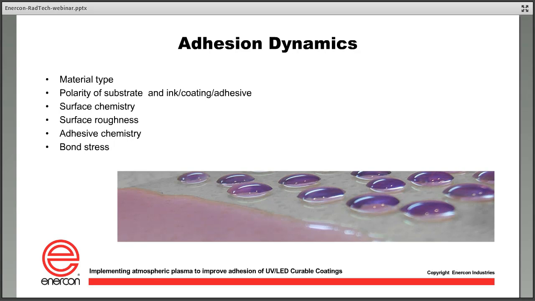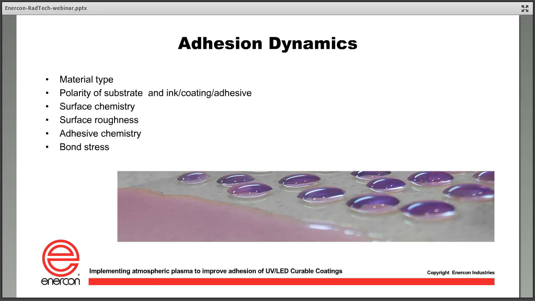But asking, what is the material type? What are we working with? What are the factors that come into play? What's the polarity of the substrate? Is this substrate going to be very accepting of a UV cured ink? Are we using the right kind of UV cured ink or coating adhesive? Is the chemistry something that's going to create a problem for adhesion?